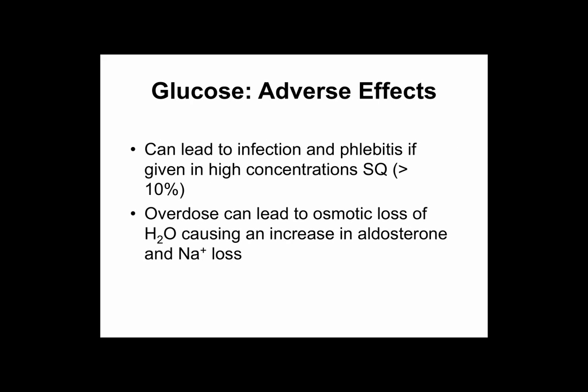So the adverse effects for glucose can be infection and phlebitis, that is inflammation of the vein, if given in too high a concentration or given sub-Q. And an overdose can lead to osmotic loss of water, causing an increase in aldosterone and then further sodium loss. Now, like I said before, we can use dextrose in high quantity as an osmotic diuretic, but what we're talking about are the adjustments that the kidney and the adrenal glands make to lead to aldosterone and then sodium loss as well. So it won't be just water, it'll be sodium going along with it into the urine.